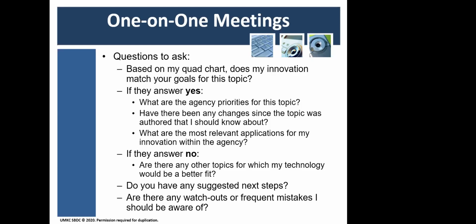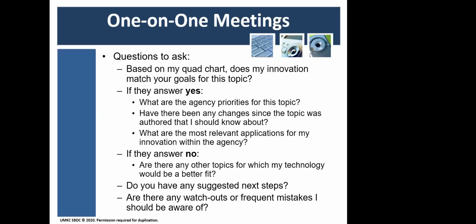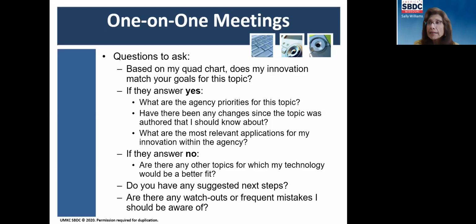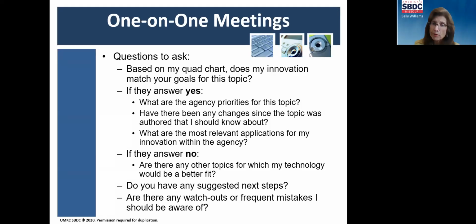Here are the things to ask. First of all, ask them based on the quad chart, because they will have just read that and it's in front of them, does your innovation match the agency's goals for the topic? Okay. If they say it does, then you want to ask them, what are the agency priorities for the topic? Okay. If what you're doing is not in their priorities, then you need to ask, how can I make it that, right? What about my idea do I need to change? Or what do I need to say in the proposal that would relate more to your priorities, okay?